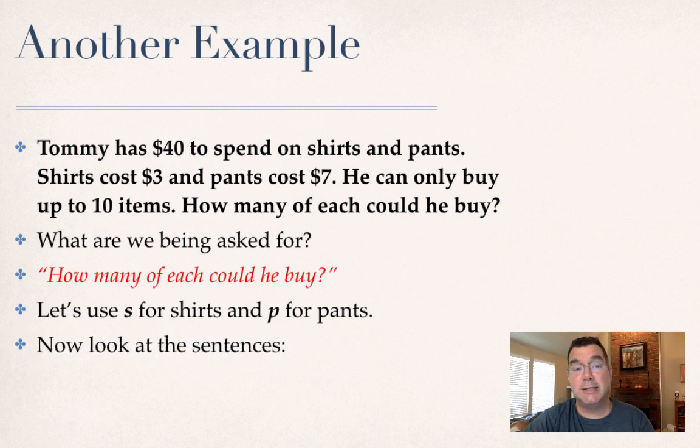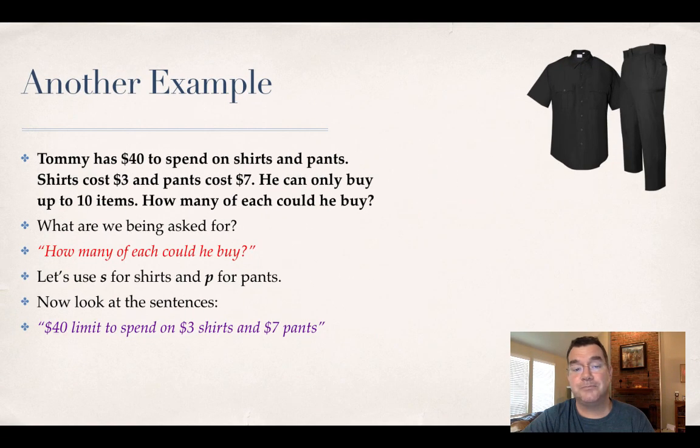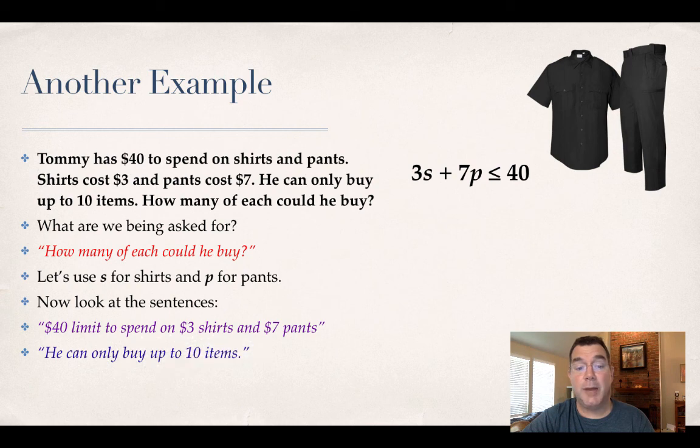So in the first sentence, we hear about a $40 limit to spend on $3 shirts and $7 pants. So what that means is $3 times the number of shirts plus $7 times the number of pairs of pants must be less than or equal to the $40 that he has to spend. Okay, and then it says he can only buy up to 10 items. So what that means is the number of shirts plus the number of pants must be less than or equal to 10. So there's my system of inequalities there. And again, we'll talk about how to solve that in a future chapter.